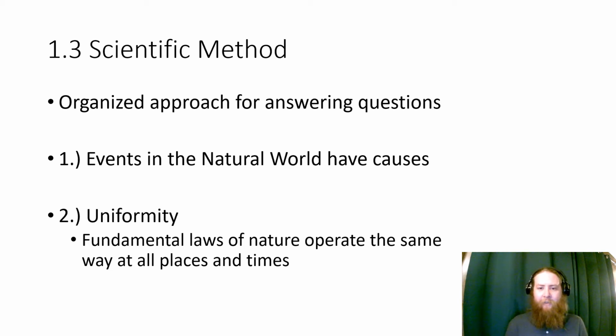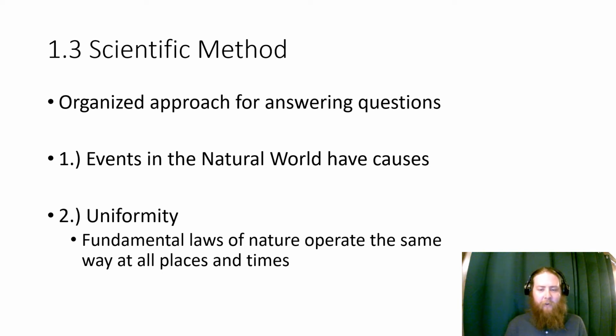But there's two things that need to happen for the scientific method to work. The first is the events of the natural world need to have causes. They need to have causes that we can actually understand, quantify, and make sense of. And number two is uniformity. The fundamental laws of nature operate the same way at all places and times.